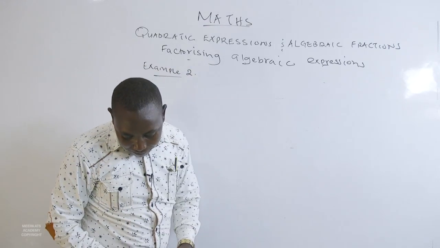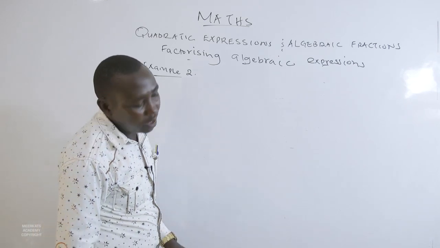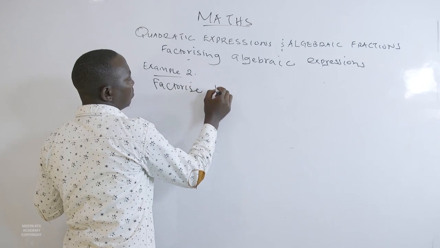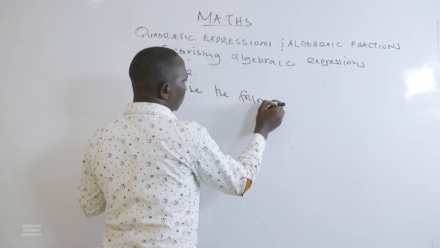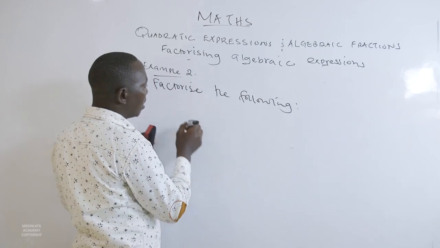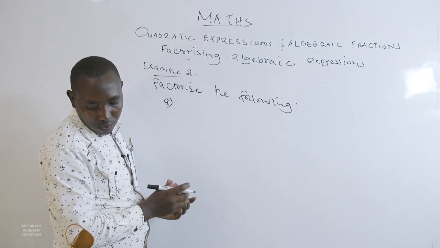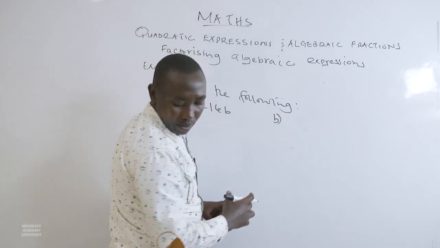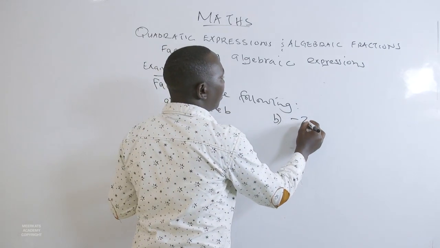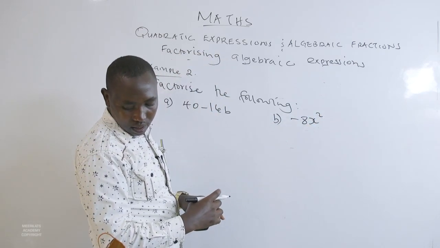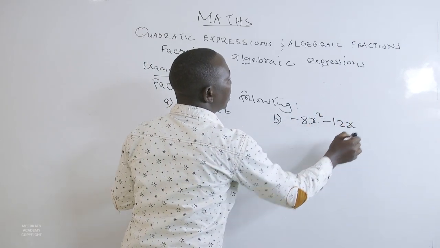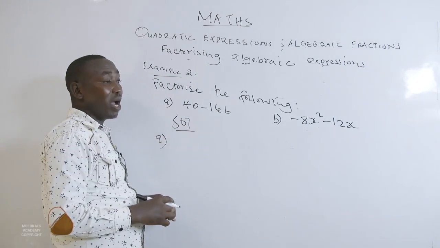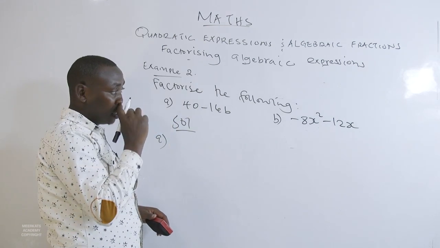Example 2, factorize the following. Number 1, we have 40 minus 16b. Part B, we have negative 8x squared minus 12x. So to solve the first part, we have 40 minus 16b.